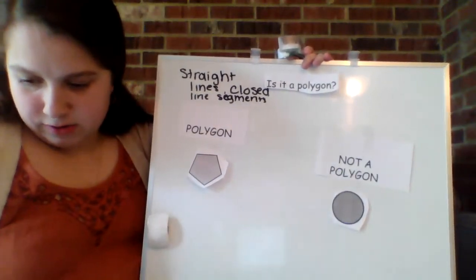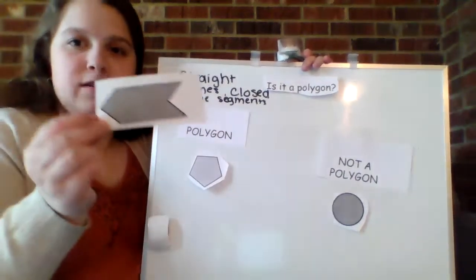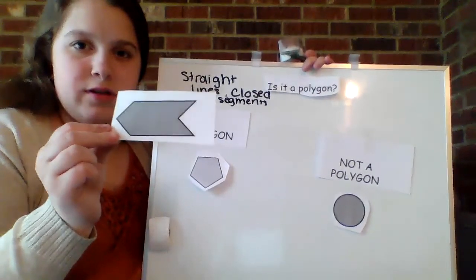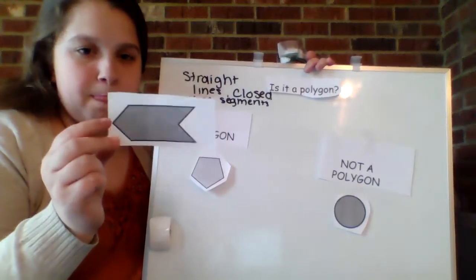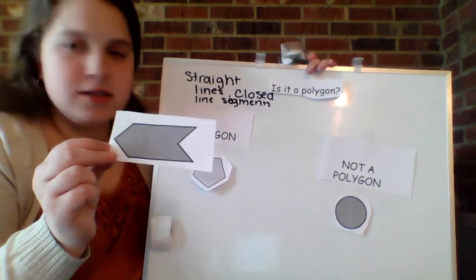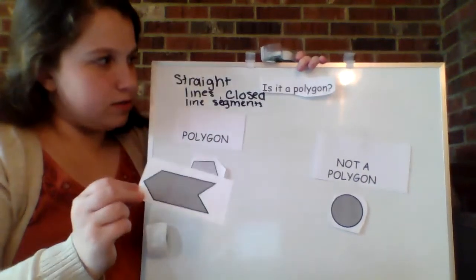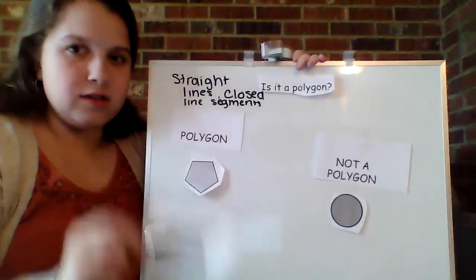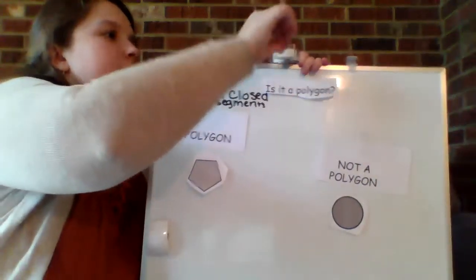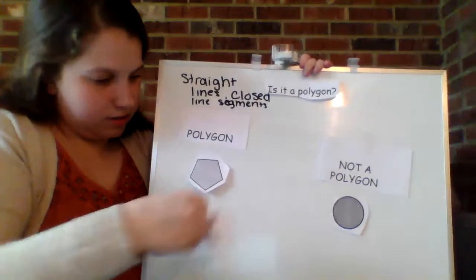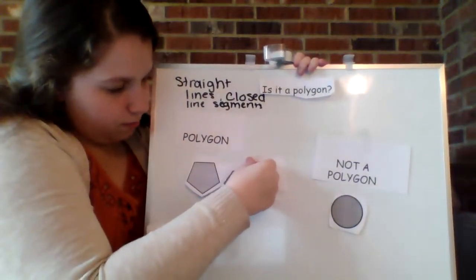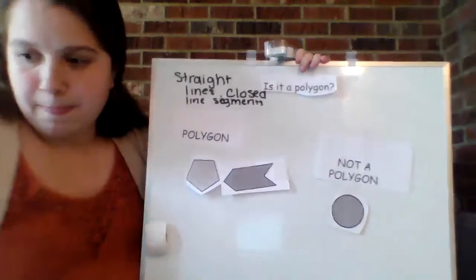What about this shape? Does this shape look like a polygon? Does it have straight lines? Yes. Is it closed? Does it have any openings? No, it doesn't have any openings, so it's closed, and it looks like it's created out of line segments. So we are going to stick this shape under our polygon category.